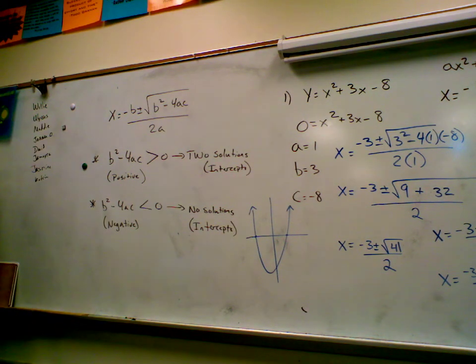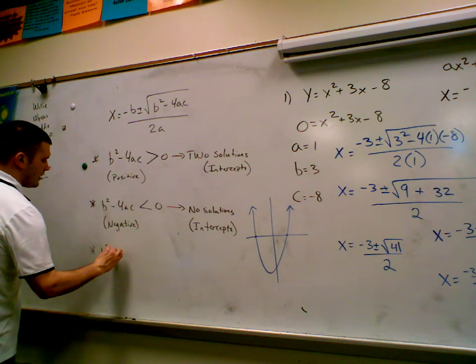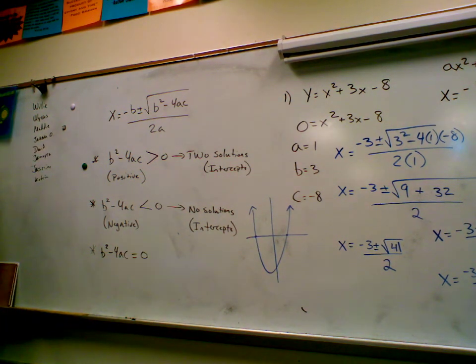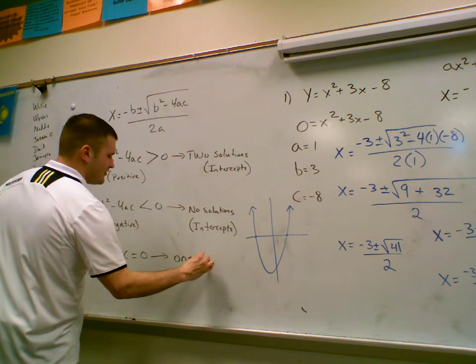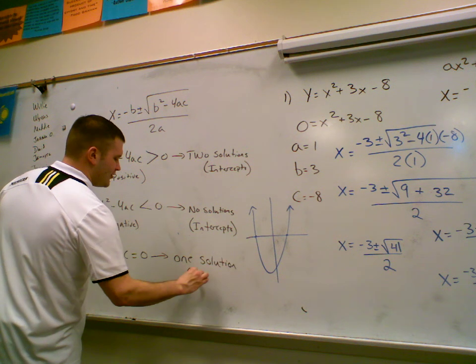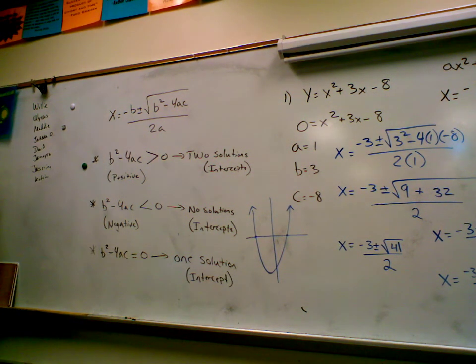What's the condition we're leaving out? We have positive, we have negative. What's the one we're leaving out? 0. So what do you think? If b squared minus 4ac equals 0, what happens? It's one solution. Good, one solution, or one intercept. And those are all the possibilities using the quadratic formula. Are there any questions?